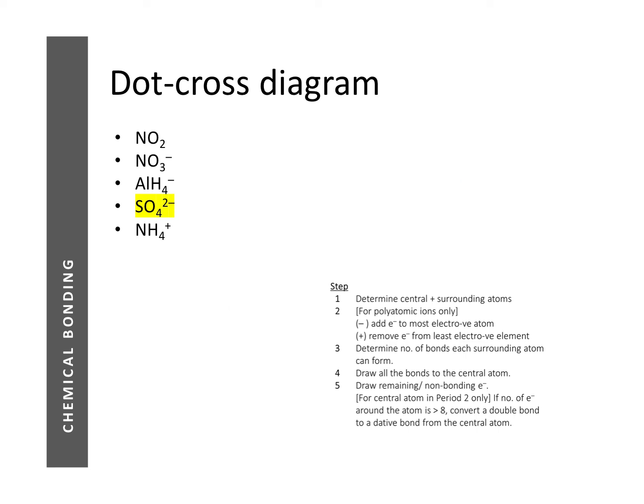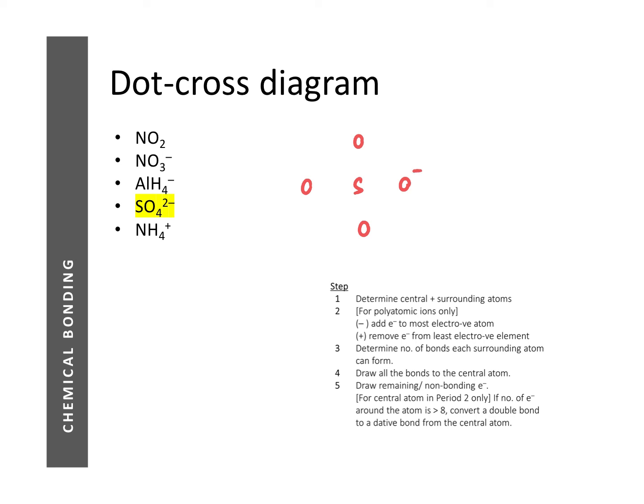Next, we look at the example of sulfate anion. For sulfate, the difference is that it has a charge of 2 minus, which means that in total we add 2 electrons to the structure. So let's see how we can do it. Step number 1, we determine the central and surrounding atoms. Step number 2, we need to add electrons to the most electronegative atom. So if we take a look at sulfur and oxygen, oxygen is more electronegative than sulfur. So we need to add the electrons to oxygen atoms.